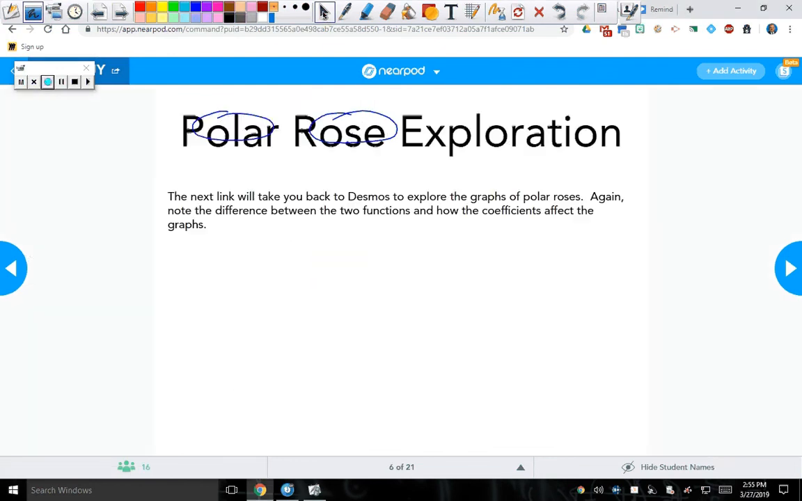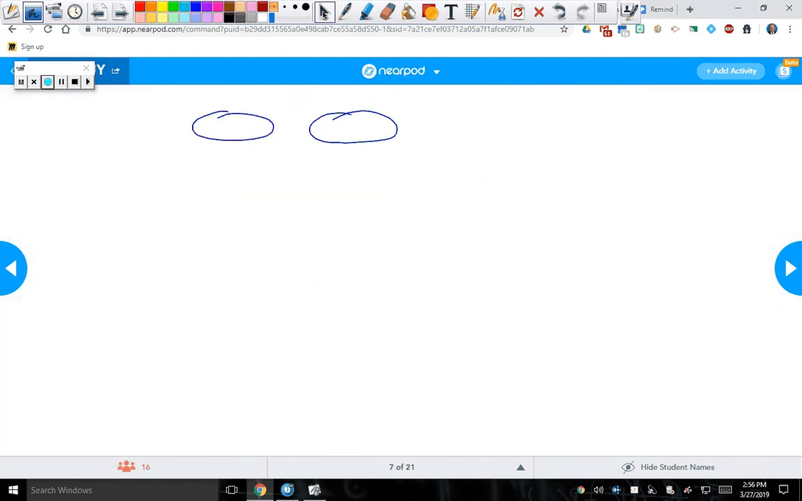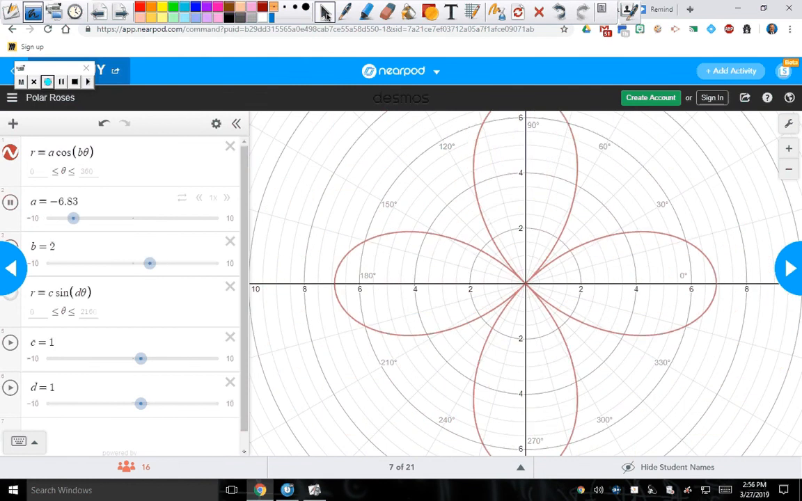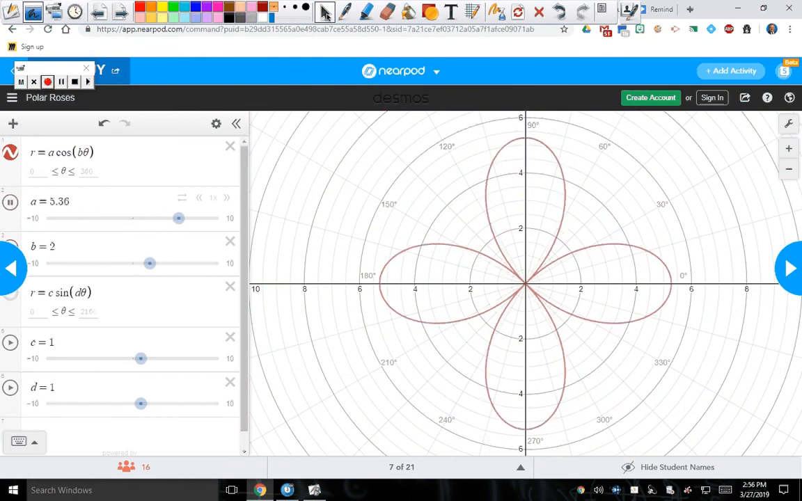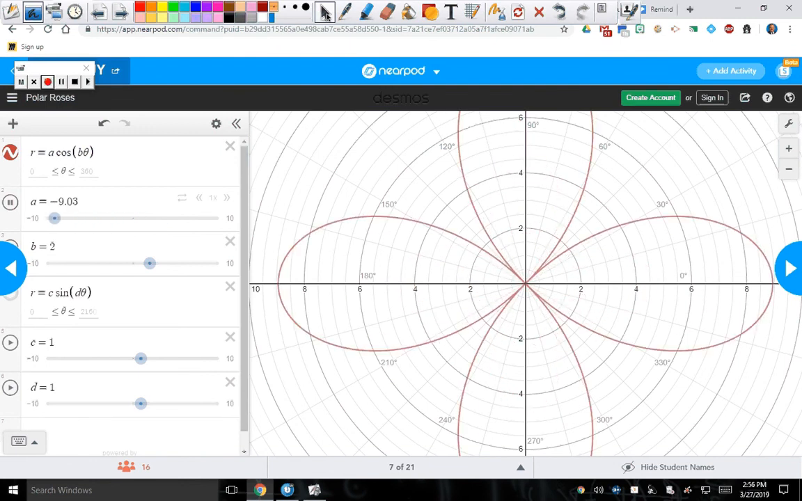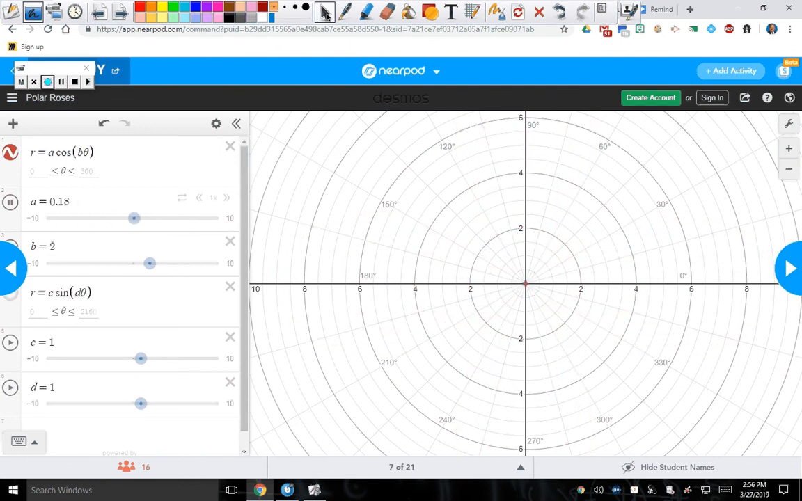Let's go to polar rose exploration. Okay. This is cool. Oh, whoa. Nothing's changed. Same thing. Because B is what right now? What's B? Nothing. B is 1. But if I make B, like, ooh, what's up? See that? B is 2. Wait, this is really fast. You'll see this? If B is 3.